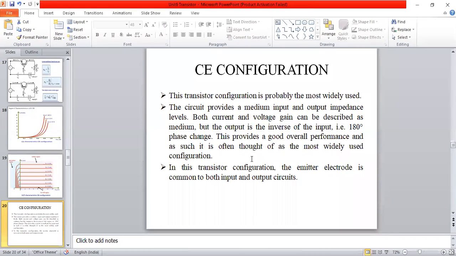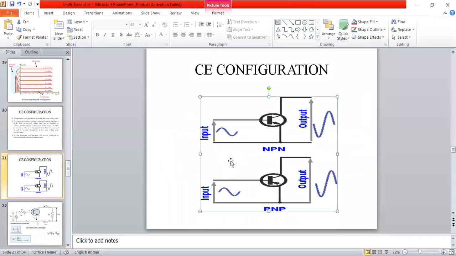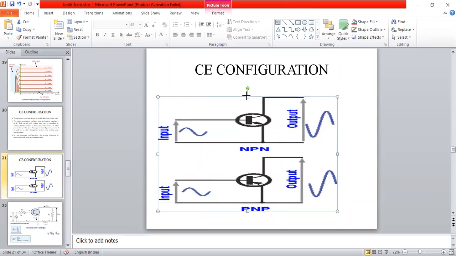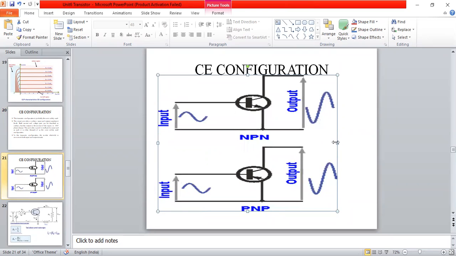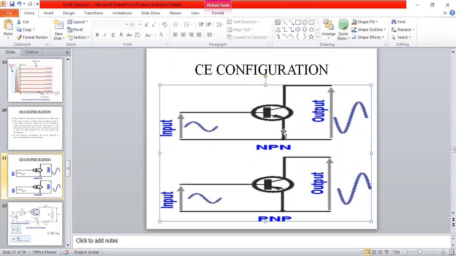This explanation is not necessary. I will go further directly by using the diagram only. See here, this is both the NPN and PNP transistor circuit diagram here. Is it visible here now? So this is the NPN transistor, this is the PNP transistor. The input is connected here, output is there, here input and output here.